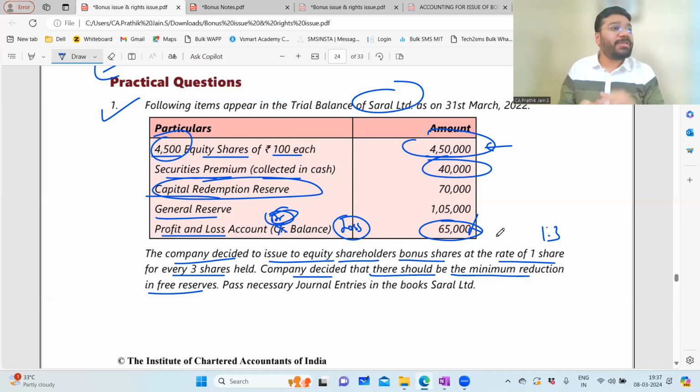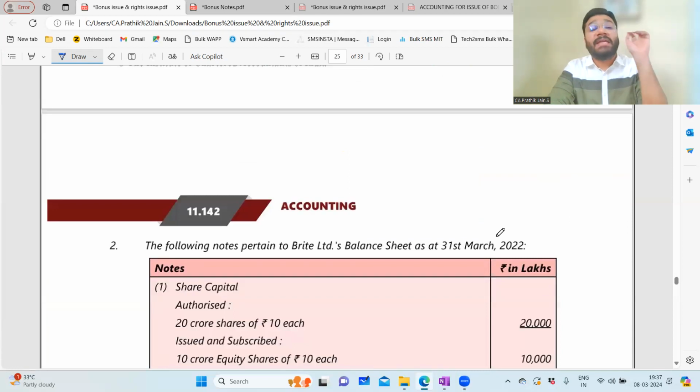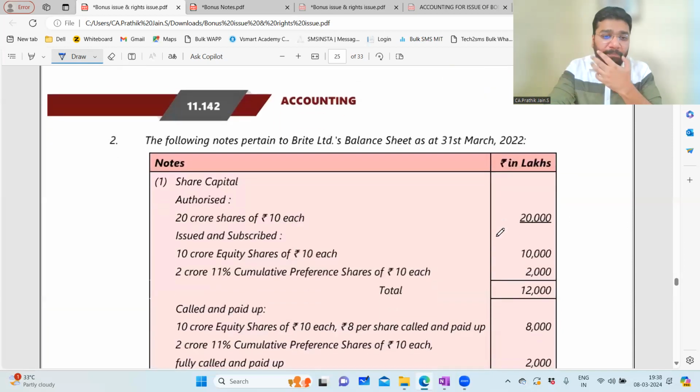Are you able to follow? So this is only going to confuse you. You have to be very careful, guys. Each and every line item, each and every single letter and word, you have to go through.